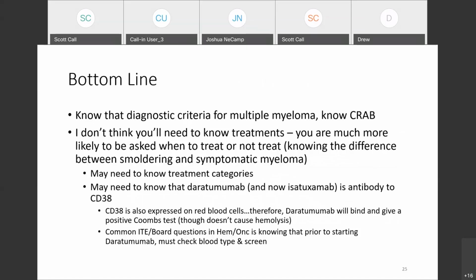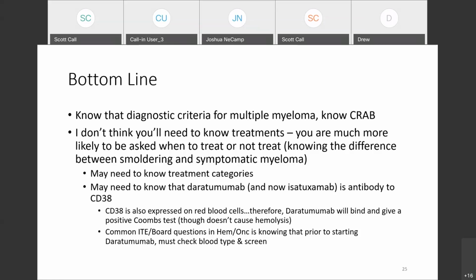So again, the bottom line, and I've said this several times: you should really know the diagnostic criteria for myeloma and know what the CRAB symptoms are. I don't think you're going to need to know treatments. I think you're much more likely to have a test question that revolves around knowing how to diagnose myeloma versus smoldering myeloma versus MGUS, and knowing whether you should treat or not. If you need to know anything about treatments, you might need to know about treatment categories.